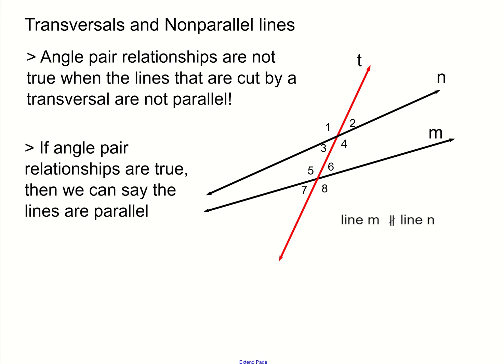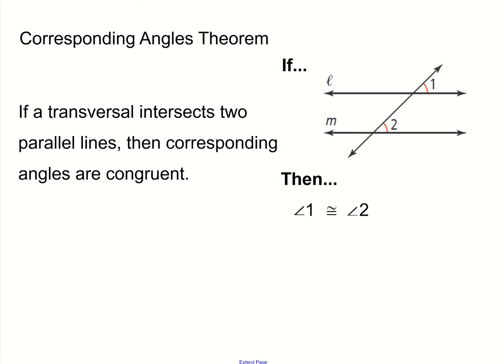And so if the angle pair relationships are true, then we can confidently say that the lines are parallel. You can see where we're going with this. If we can show that the angle pair relationships are true, then we can truly prove that the lines are parallel. And so let's look at the corresponding angles theorem.